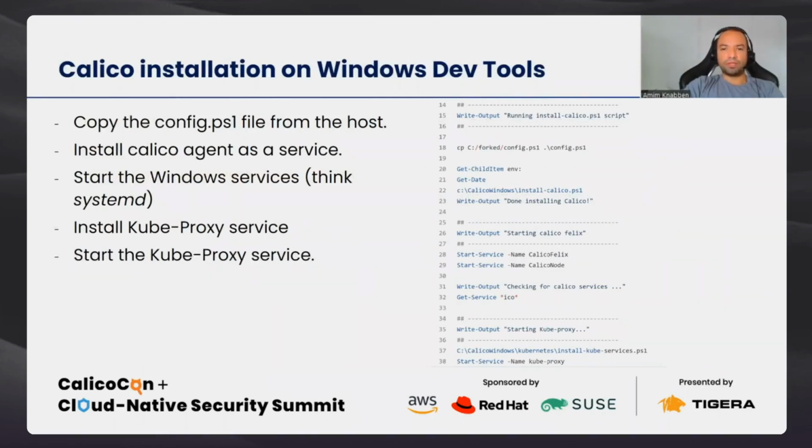The provisioning part runs a PowerShell script at the end of the box setup. It copies the config ps1 file from the host. You can change the config ps1 from the forked directory to adapt it for your own configurations. The next step is to install Calico PowerShell, and this will bring all the requirements and components of Calico to your Windows node. We start the services Calico Felix and Calico node as Windows services. We check if they are running. In the end, we install kube-proxy as a service as well with the install kube services script. The automation here is made by this PowerShell script that goes through all these steps to install Calico as a service on your Windows.